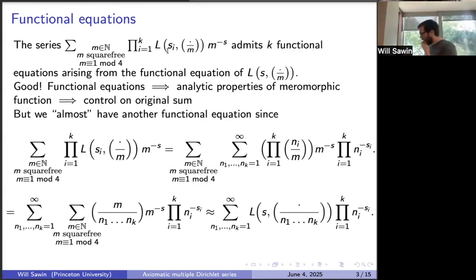So we definitely want to understand these functional equations and then hope to use that to understand the meromorphic function, and then from the meromorphic function to understand the sum.